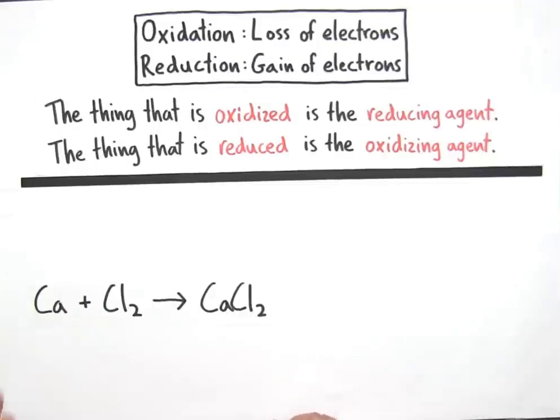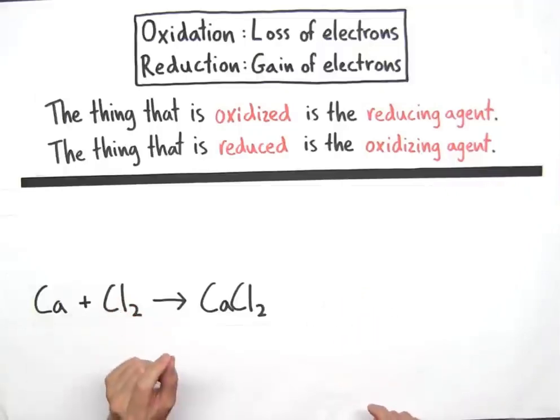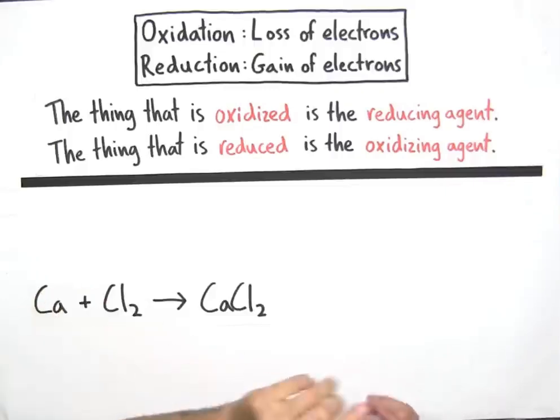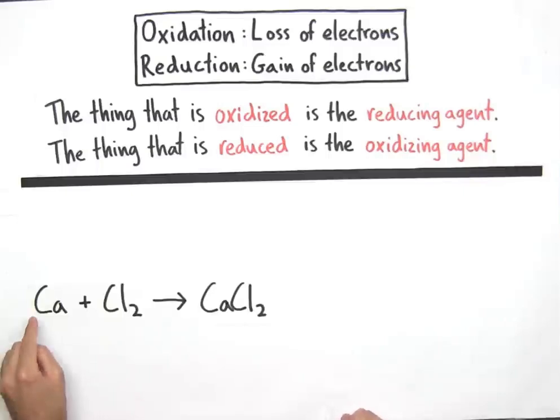We want to figure out which of these elements is an oxidizing agent and which of them is a reducing agent. In order to figure that out, we've got to know how oxidation and reduction are happening in this equation. We have to look at how electrons are being transferred, and to do that, we've got to look at the oxidation numbers of each one of these elements.